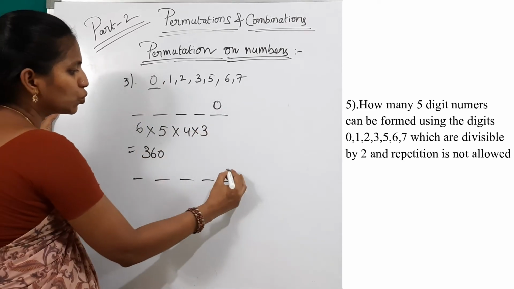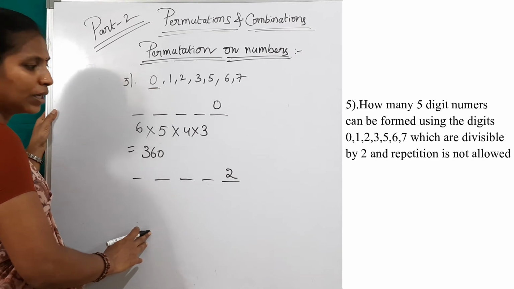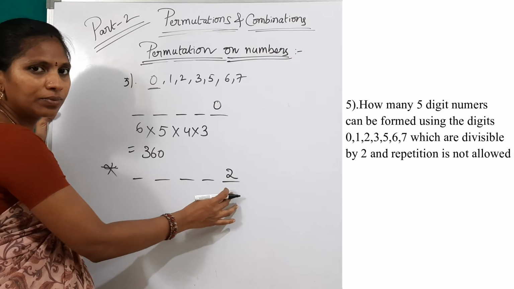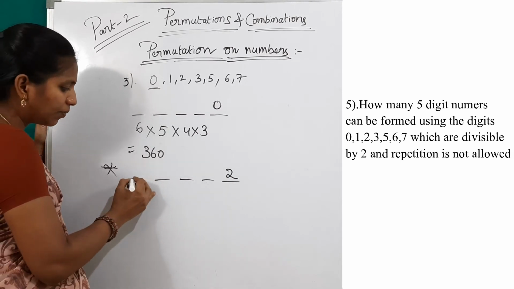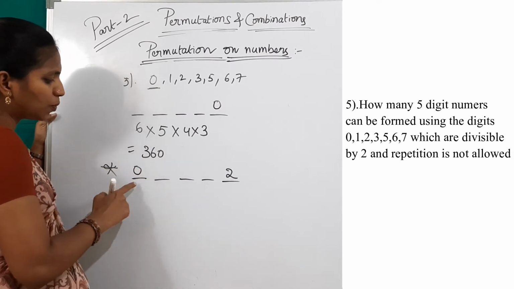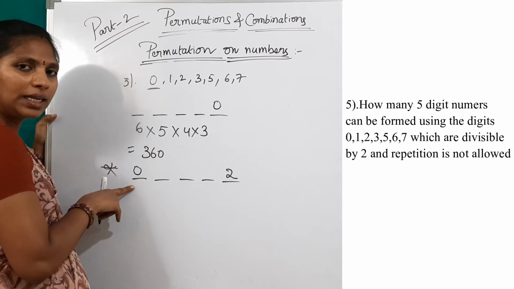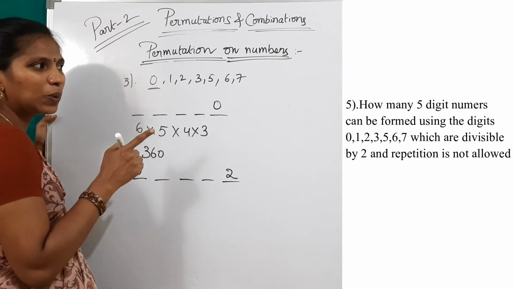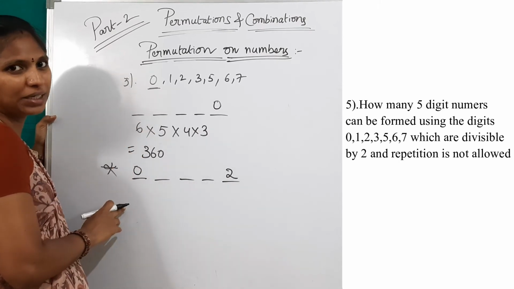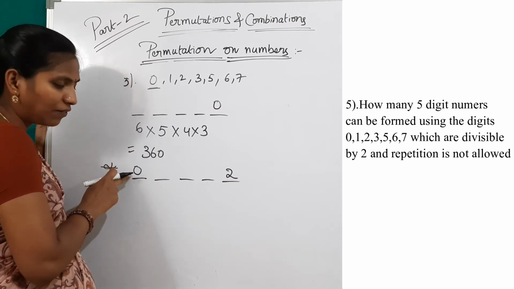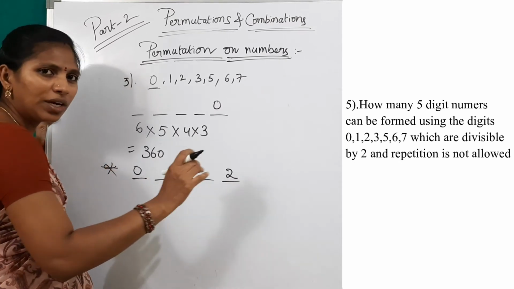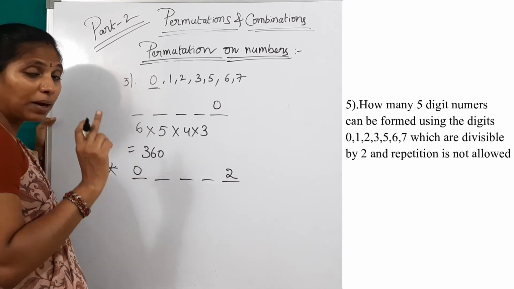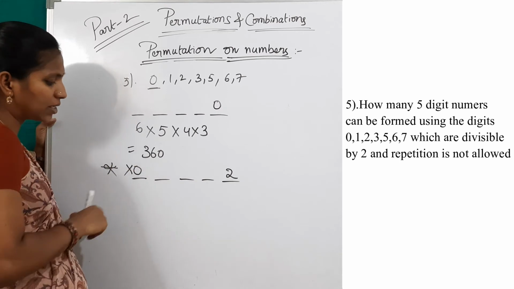Now I want to fix 2 here. This is very important. Now see, I want to fix 2 here. Coming to first place, if I place 0 in this position, then I will get only a 4-digit number. But in the question we must find a 5-digit number. If I get 0 in the first place, then these are 4-digit numbers, not 5-digit numbers. So this is not the place for 0. So we can't place 0 here.